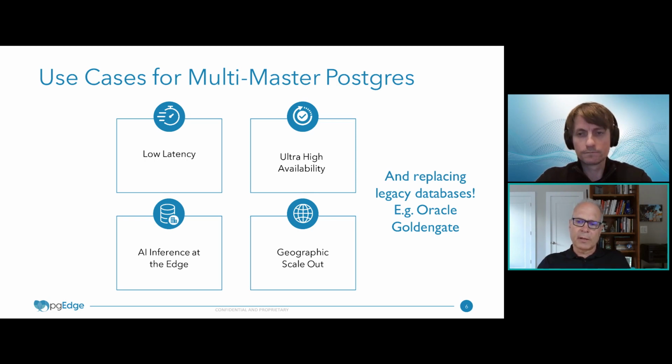And then finally, those who come from the Oracle world will know that Oracle does have a solution for doing geographically distributed database, and that is Oracle Golden Gate. But as organizations think about moving off of legacy databases like Oracle, they need to see a distributed capability. And if they go to Postgres, we can provide that distributed capability.